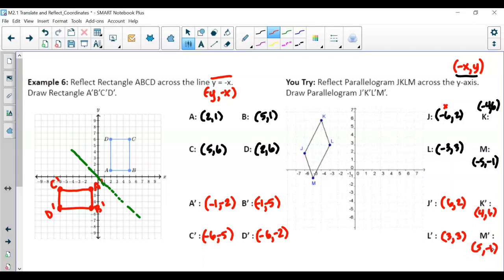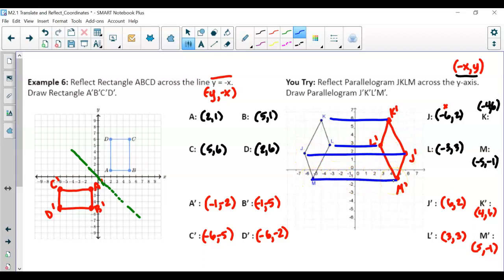So then when you graph, you can see, so 6, 2 is J prime, K prime is at 4, 6, L prime is at 3, 3, and M prime is at 5, -1. So notice here, we do have that reflection over the y-axis, creating those straight lines here and showing that reflection.